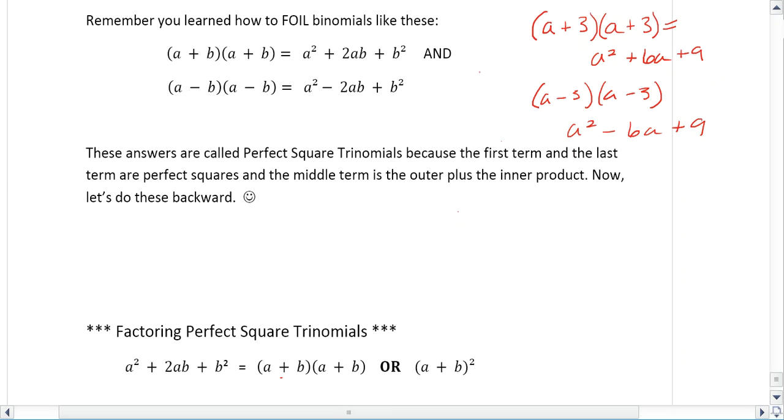So these are called perfect square trinomials because the first term is a perfect square, the last term is a perfect square, and the middle term is the outer plus the inner product. And this can be really handy to recognize, and it can save you a lot of work. If you recognize them, then you won't have to do the diamond. So, of course, we're going to be doing these backwards. We're going to be starting with this trinomial and factoring it into its 2 binomials.